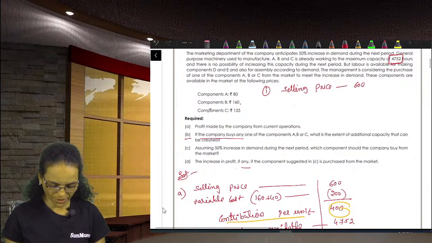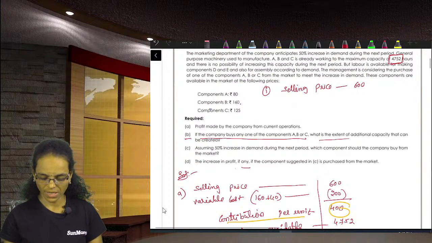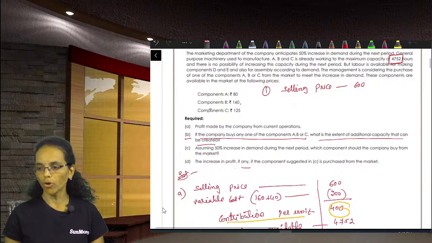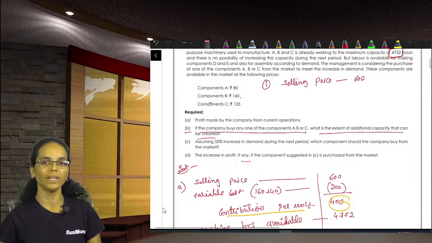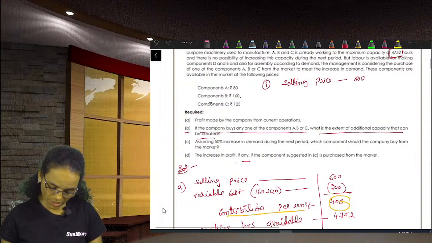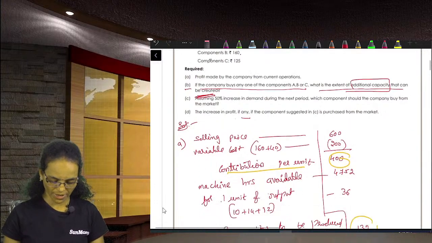If the company buys any one of the component A, B or C, what is the extent of additional capacity that can be created? Okay, if we purchase any one component from the external market, what is the additional capacity that can be created? Okay, we'll see.